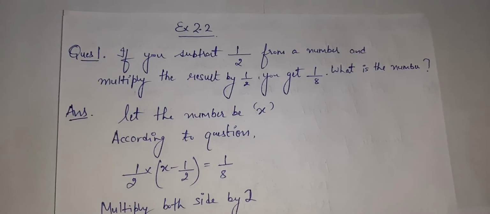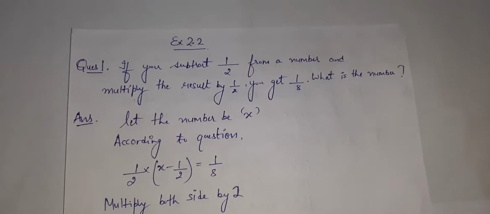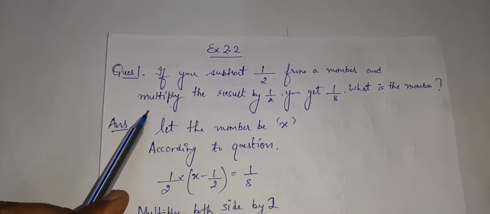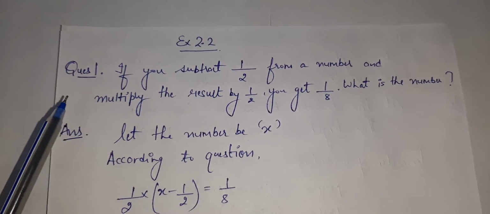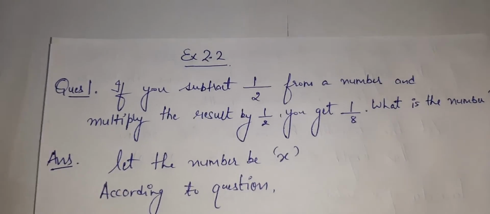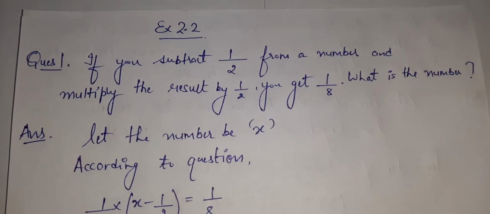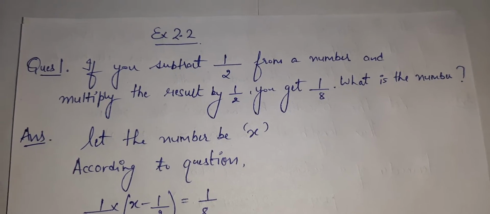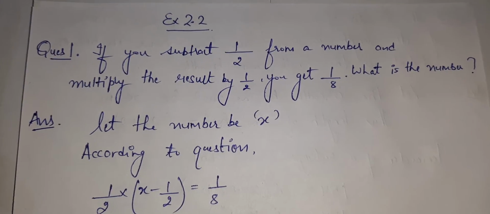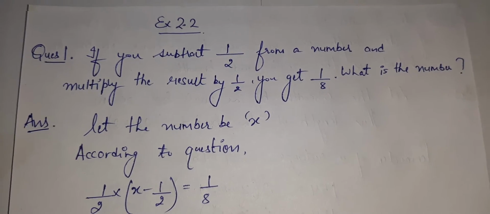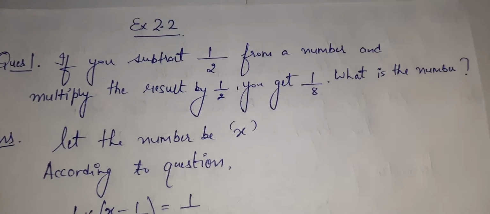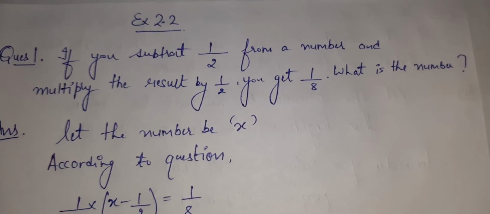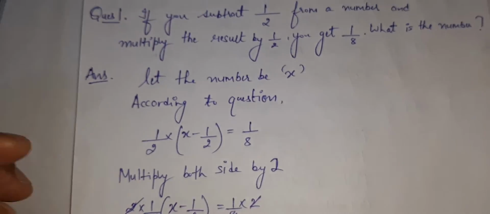Today we will start with exercise 2.2. Your question number 1. I have written the question also for you. If you subtract 1 upon 2, that means minus, from any number, and multiply the result by 1 upon 2, you get 1 upon 8. What is the number?